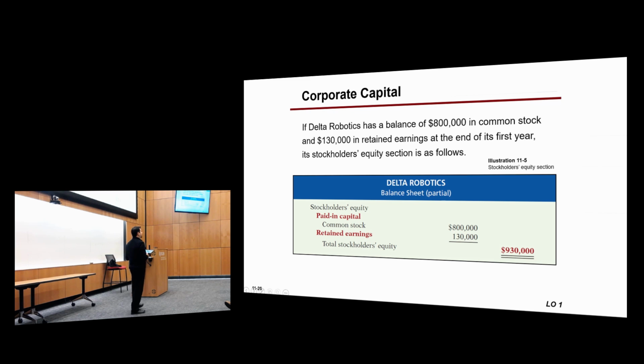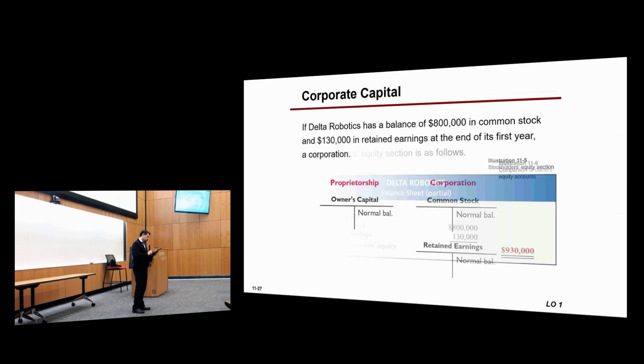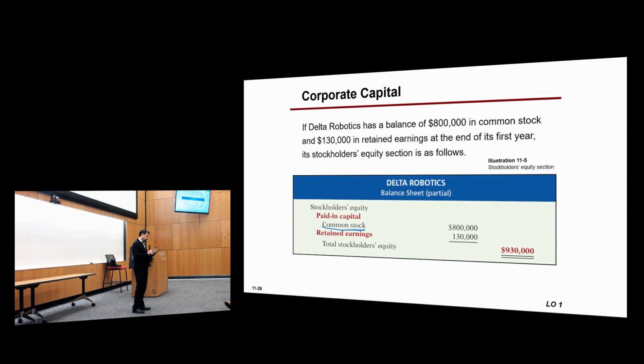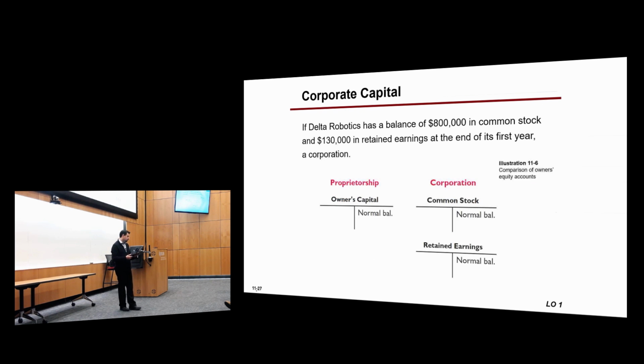So what does the company have? The company will have paid-in capital. Underneath it, you have common stock. And the company will also have retained earnings. The sum of the two will be the total stockholders' equity. This is the sum of the two. Any questions? So far, this is basically the same as what we discussed before.